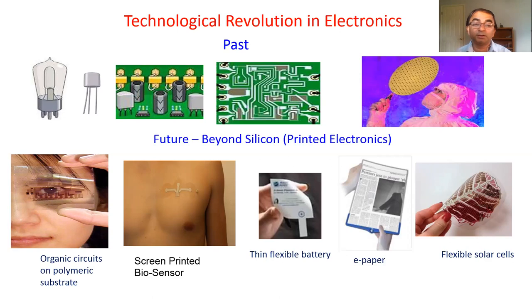So I think the future is beyond silicon, and that is printed electronics. There are some applications which are not future, which people are working on nowadays, and they have developed many of these applications. First, the organic circuits with polymeric substrates. There are some screen printed biosensors, and then thin film batteries, flexible batteries. There's e-paper and flexible solar cells.